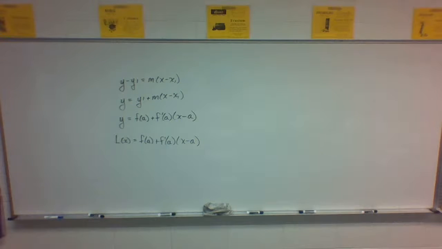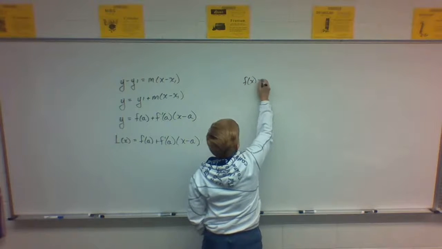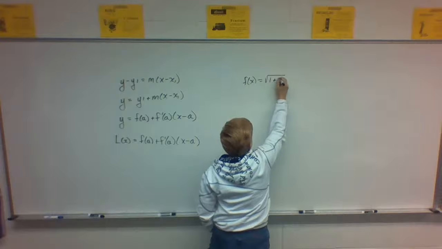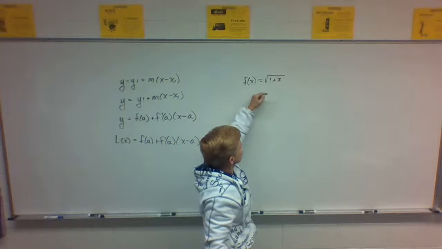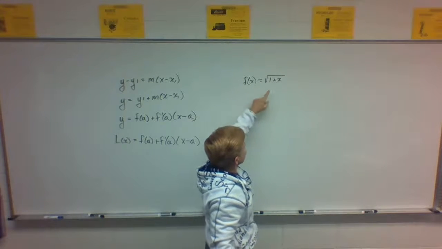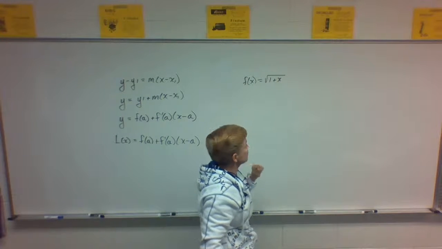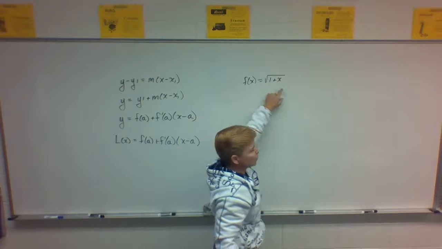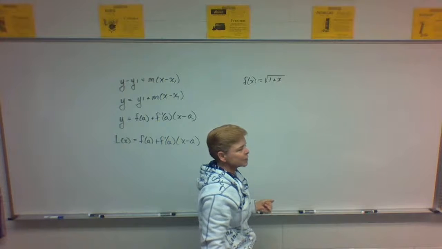All right, example 1 says, find the linearization of this function, f of x equals the square root of 1 plus x. Here's the function. This would be a difficult thing to evaluate using some sort of square root algorithm without a calculator, say, if x was 0.02. That'd be tough, because you would be trying to take the square root of 1.02.